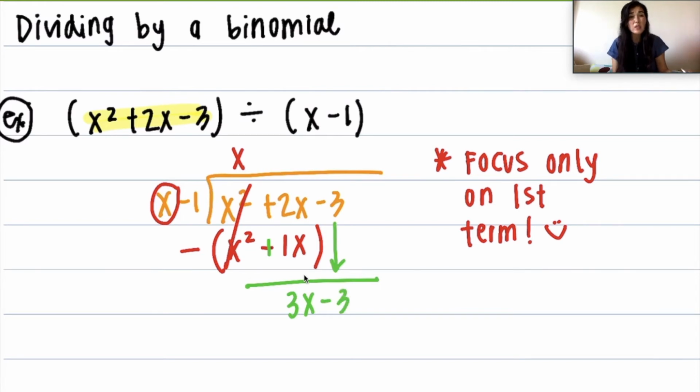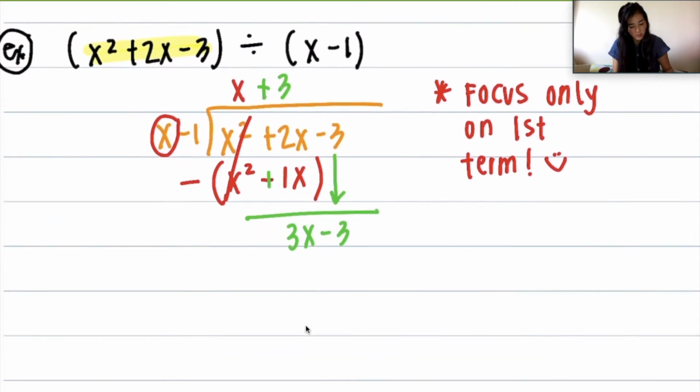Okay, same idea. Focus just on the first term. x times what is going to give you now this 3x? Hopefully you would say 3. So it's a positive 3, so I'm going to say plus 3. All right, and then now again, to get this term here, you're going to be multiplying. It's going to be 3 times x, which is 3x, and then 3 times this negative 1, so minus 3.